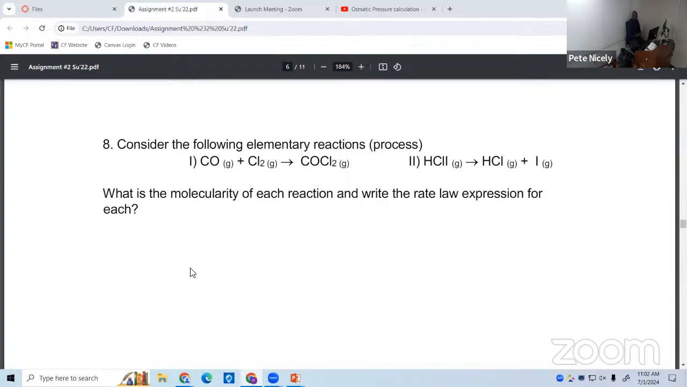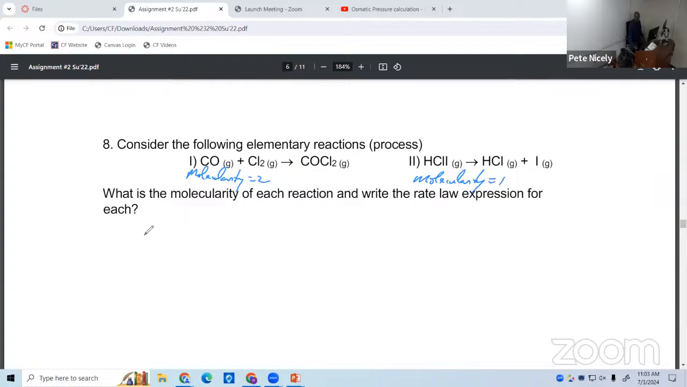Okay, so this one is relatively simple. It's basically asking for the molecularity. Remember, the molecularity is how many molecules are involved as reactants in that particular step. So the answer for this one would be what? 3? Nope. Oh, 2, yeah. Still 2. Remember, reactants, not anything else. So for this one, the molecularity is equal to 2. And what about this one? 1. Okay, so in this case, the molecularity is equal to 1.